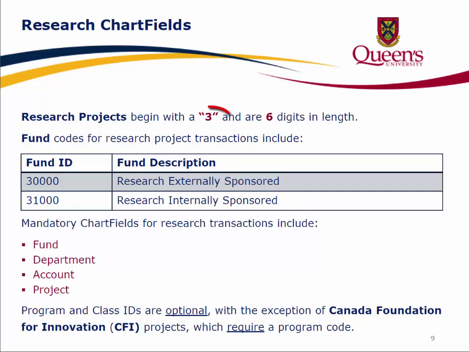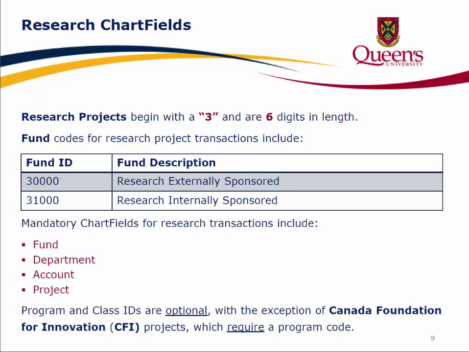All research projects begin with a 3 and are 6 digits in length. There are 2 different fund codes which may be used with research transactions. Fund code 30,000 is used for externally sponsored research, and fund code 31,000 is used for internally sponsored research. Mandatory chart fields for research transactions include the fund, department, account, and project.